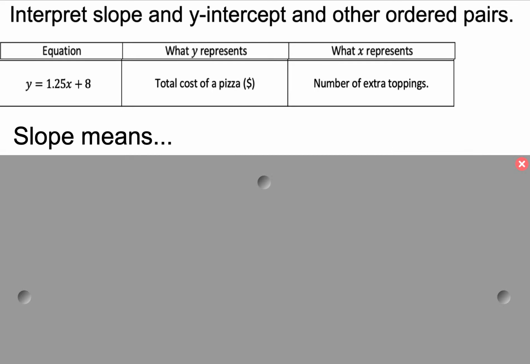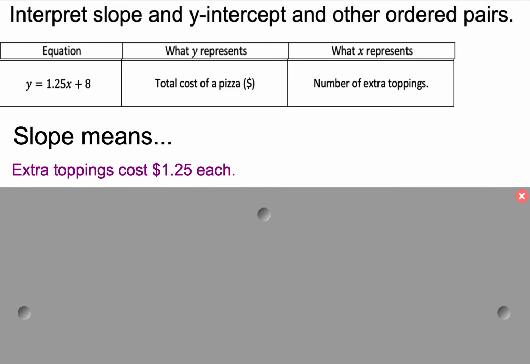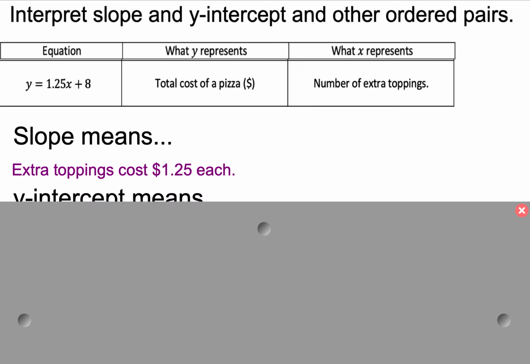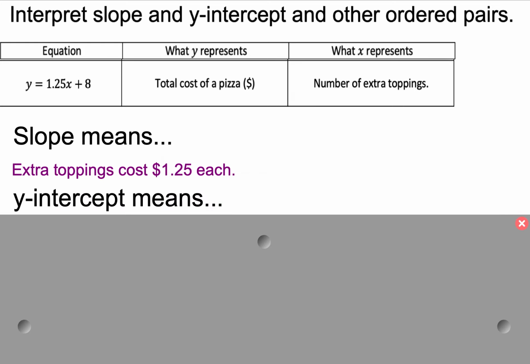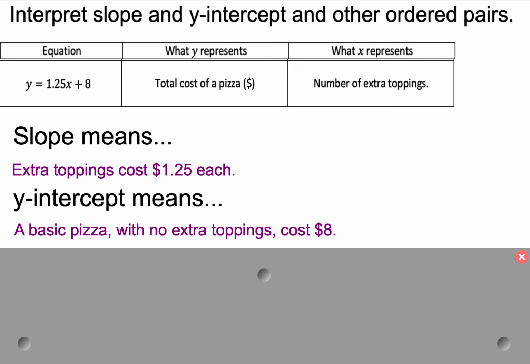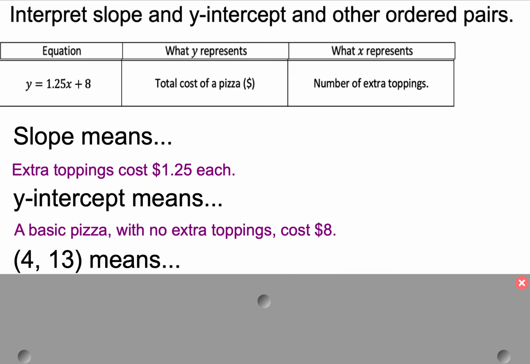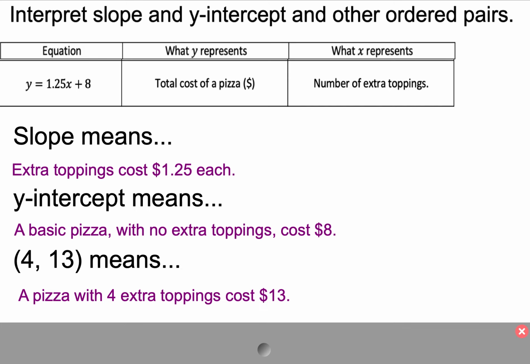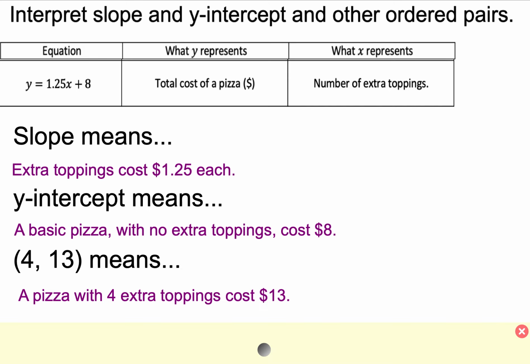Okay, next example. Y equals 1.25x plus 8. Y represents the cost of pizza. X represents the number of extra toppings. The slope is going to be dollars per topping. Extra toppings cost $1.25 each. The y-intercept is 8. It means a basic pizza with no extra toppings costs $8. What does the point (4, 13) mean? Well, 4 is the number of toppings, because that's what x means, and 13 is the cost of the pizza. So a pizza with 4 extra toppings is going to cost $13.